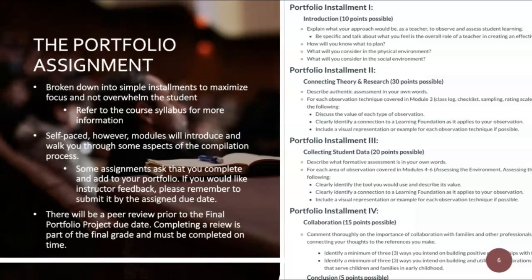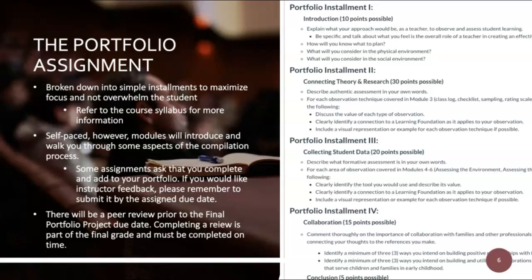So here we have the portfolio assignment. It's broken down into simple installments to maximize your focus and not overwhelm you. So please remember to refer to the course syllabus and also the assignment pages where there is a Google Doc link for this full and complete portfolio assignment. It is self-paced, however, the modules will introduce and walk you through some aspects of the compilation process. Some of the assignments are even aligned for you just to add into your portfolio so that piece can be completed. If you would like instructor feedback, however, please remember to submit your assignment by the due date.